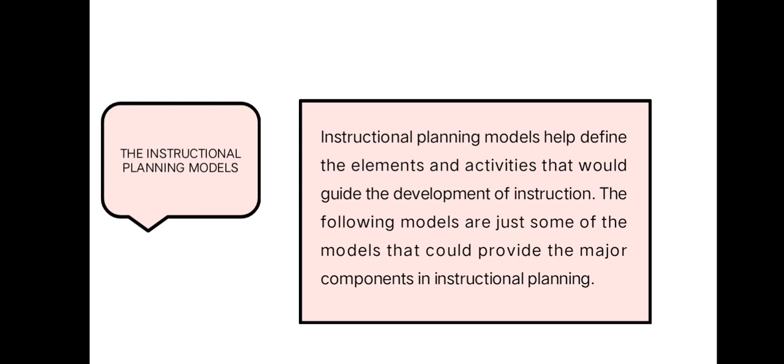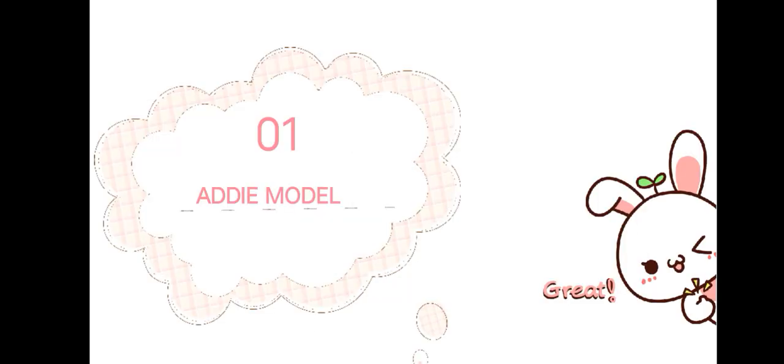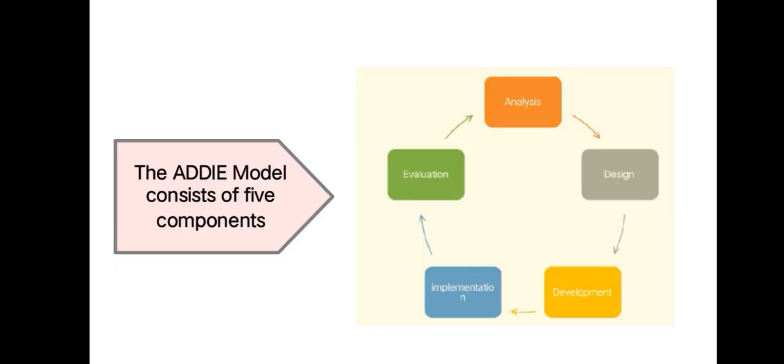The first one is the ADDIE model, wherein it consists of 5. The ADDIE model consists of 5 components, that is the analysis, design, development, implementation, and evaluation.